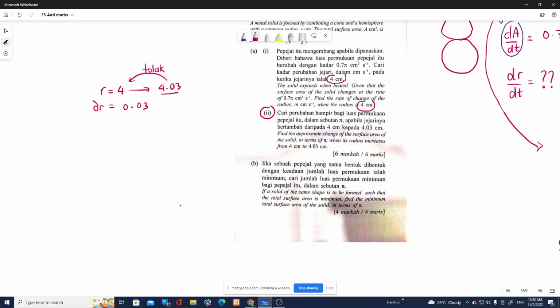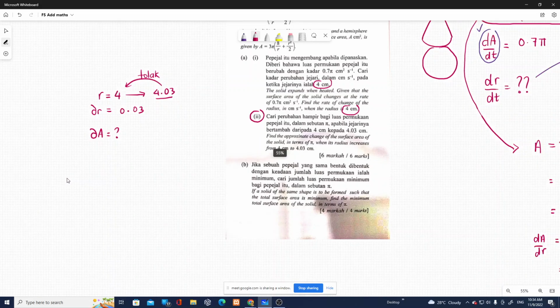Cari perubahan hampir. Okey, tapi dia nak cari perubahan hampir bagi luas. So soalan nak delta A, the area. Find the approximate change of the area. Itu soalan kita. Okay, itu soalan kita ya. So daripada apa yang kita perlu buat di sini? Delta A.